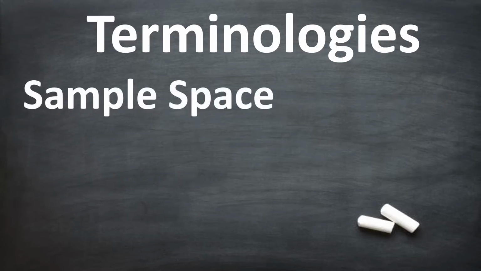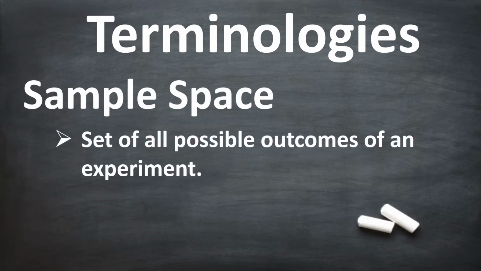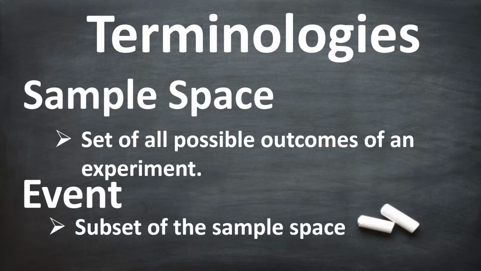Next, sample space. Sample space is the set of all possible outcomes of an experiment. Lastly, event. Event is the subset of the sample space, or we can say that events are another scenario that may happen in a given experiment.